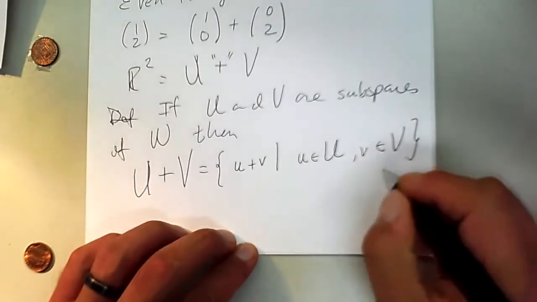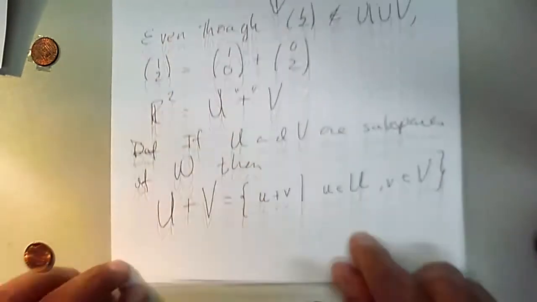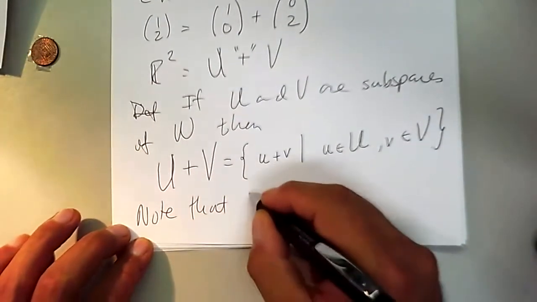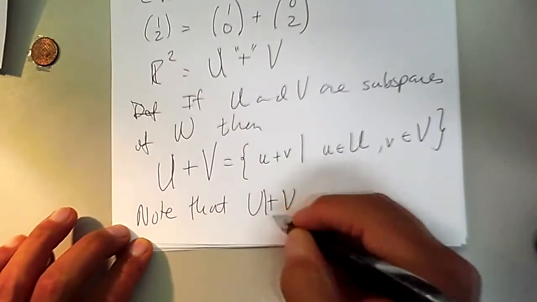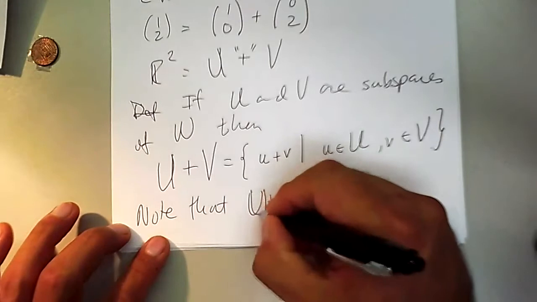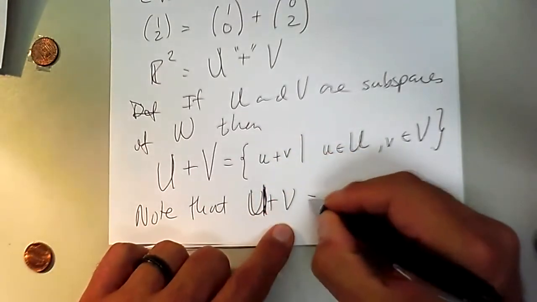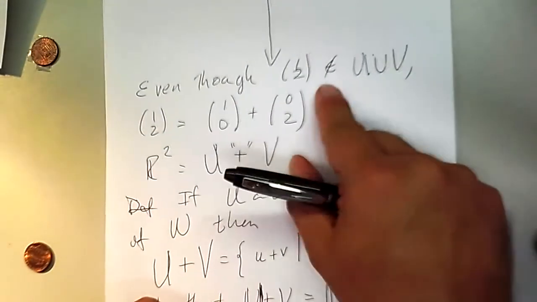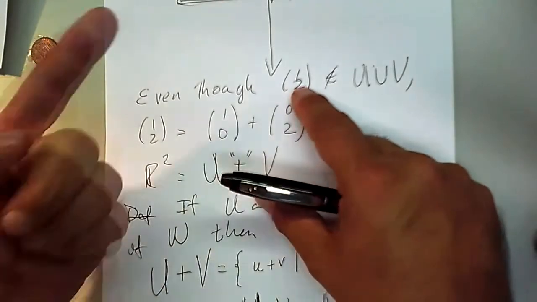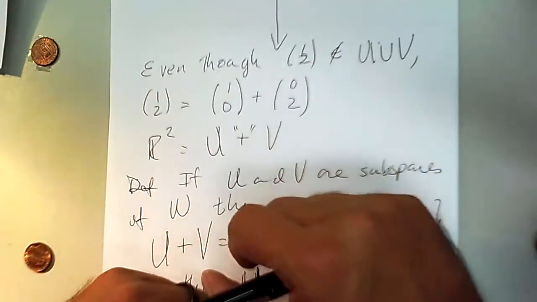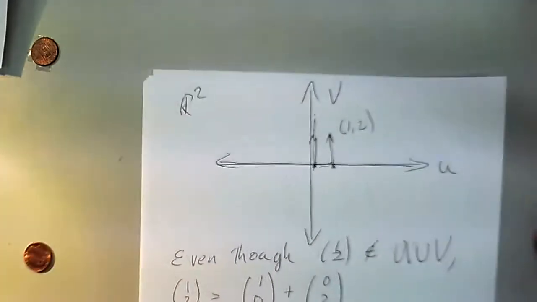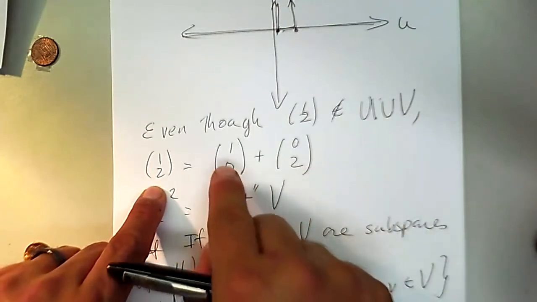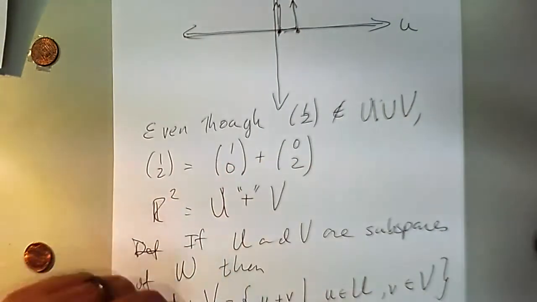And one of the points I want to drive in right now is that U plus V is indeed R squared, even though the union is not R squared, because we can exhibit at least one element for which the union is not equal to R squared. However, as we explained right here, (1, 2) can easily be written as an element from U plus an element of V.